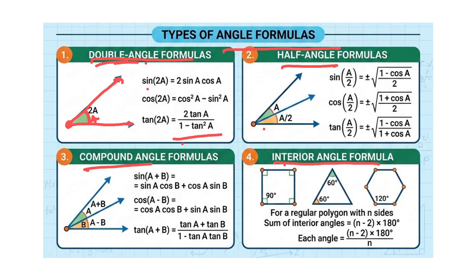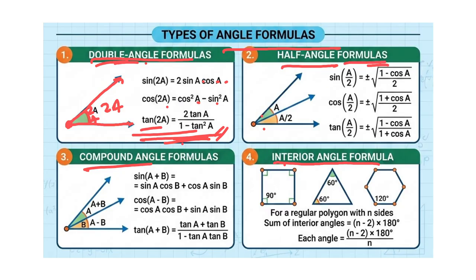Sin 2A is equal to 2 sin A cos A. Cos 2A is cos square A minus sin square A. Tan 2A is 2 tan A divided by 1 minus tan square A. We can also represent these in many different ways, but for now, remember these basic formulas. And then the half angle formula.